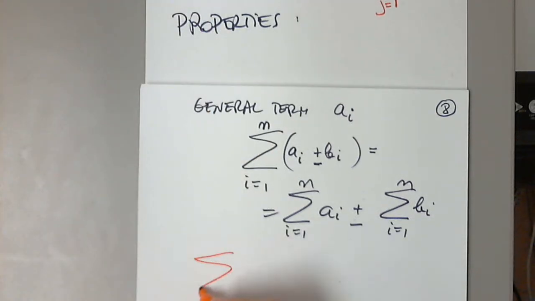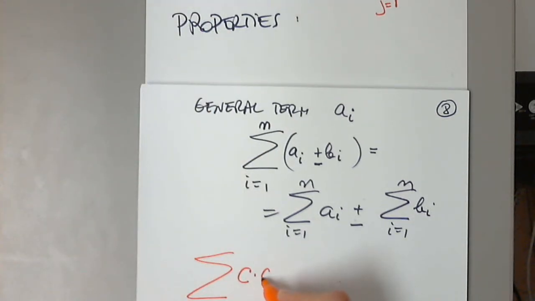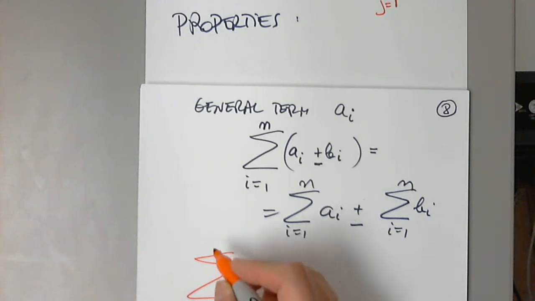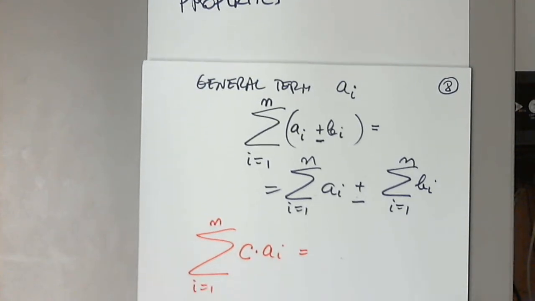So let's say I have a sum from a constant times AI from I equals 1 through n. What do you think this equals to? Exactly like with the derivative, exactly like with the limit. What do you think I'm going to do with that constant? Exactly. Common sense. These are the two properties that we need moving forward.